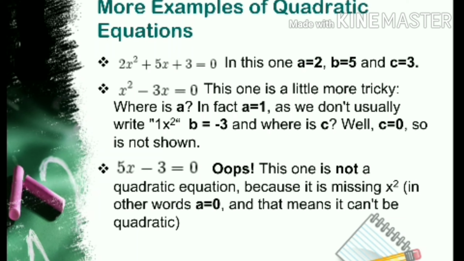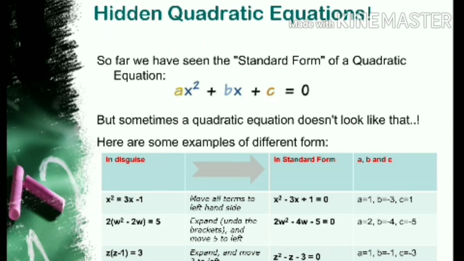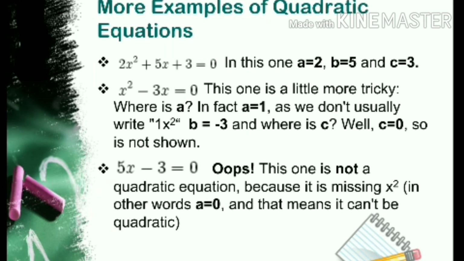In the second one you can see x square minus 3x is equal to 0. This one is a little more tricky. Where is a? In fact, ax square is there, and a is the hidden term, it means a is equal to 1. We don't usually write 1x square, so we have simply written x square, and b is equal to minus 3, and c is equal to 0 because it is not given here.